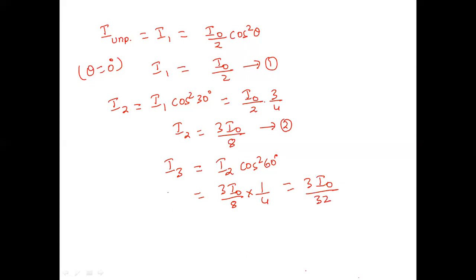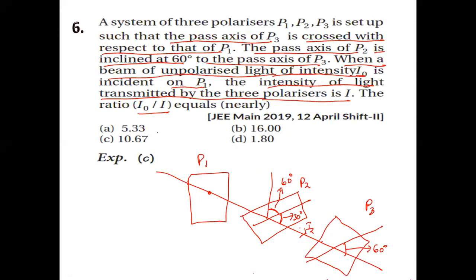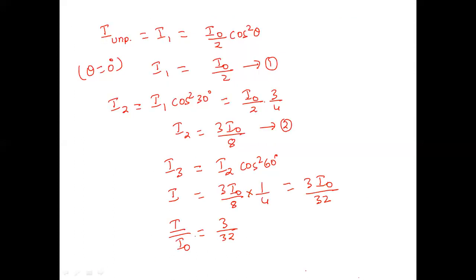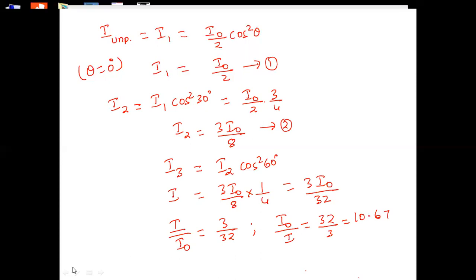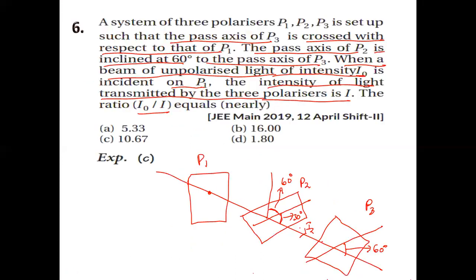They gave this value I3 as I. So I by I naught is equal to 3 by 32. They are asking to find the ratio I naught by I. I naught by I means 32 by 3, that is 10.67, right? That is option C.